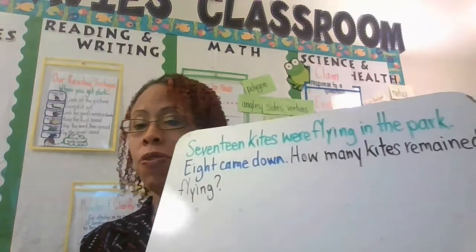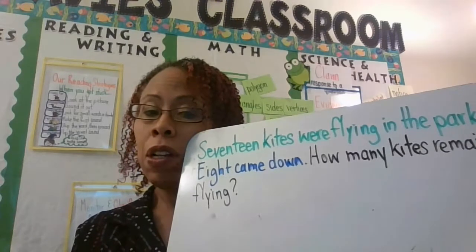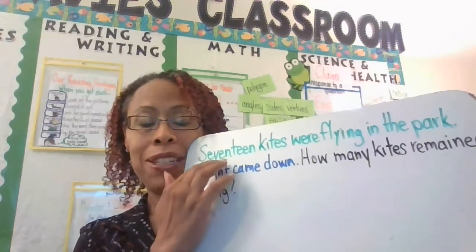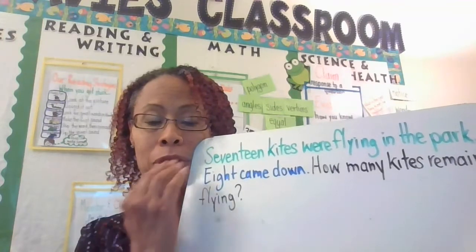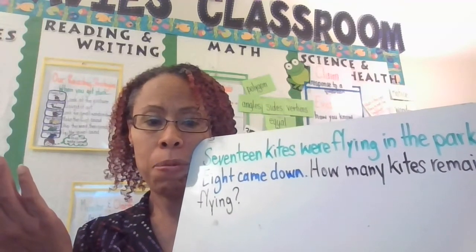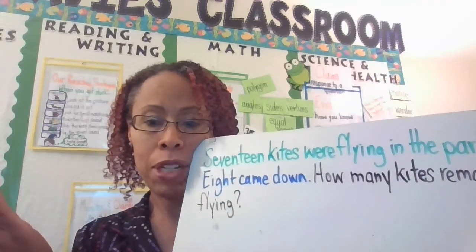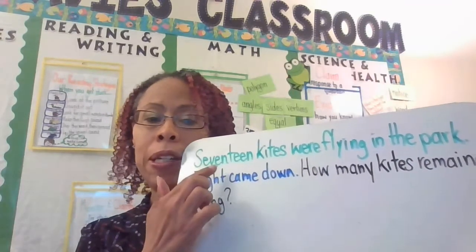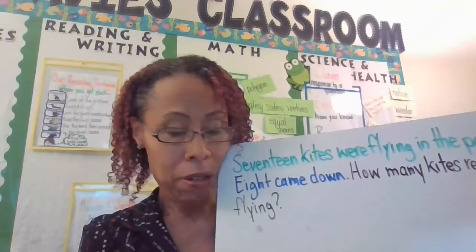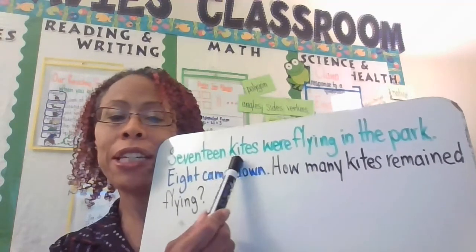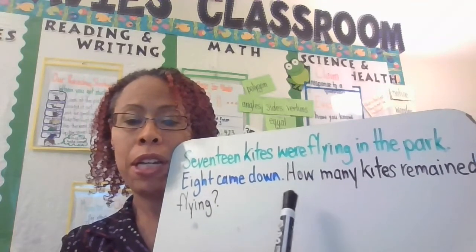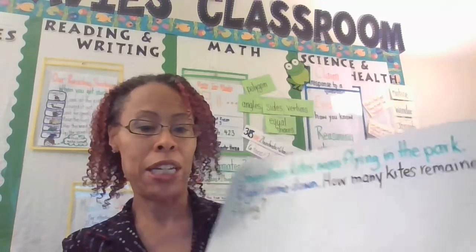All right, so first things first, make sure that you remember that sometimes numbers are written in word form. So sometimes you might look at a word problem and say, oh wait, there are no numbers. How do we know what to add or subtract? But again, you do need to know what the numbers look like in word form as well. 17 kites were flying in the park. 8 came down. How many kites remained flying?